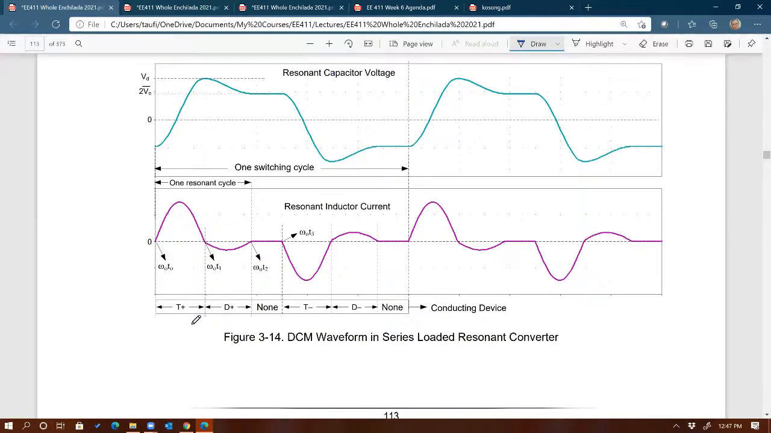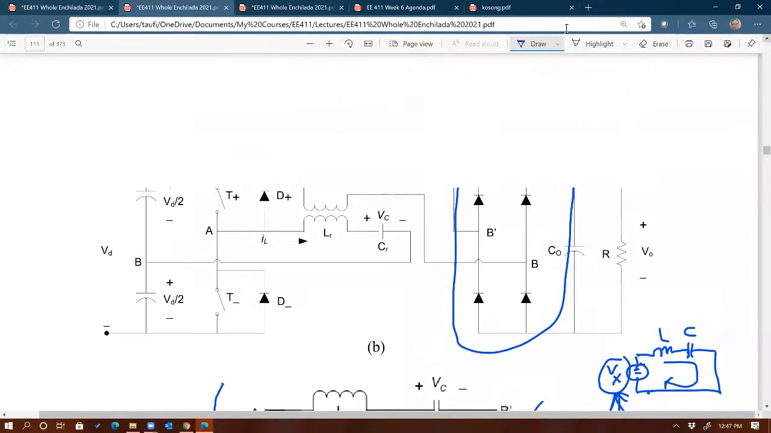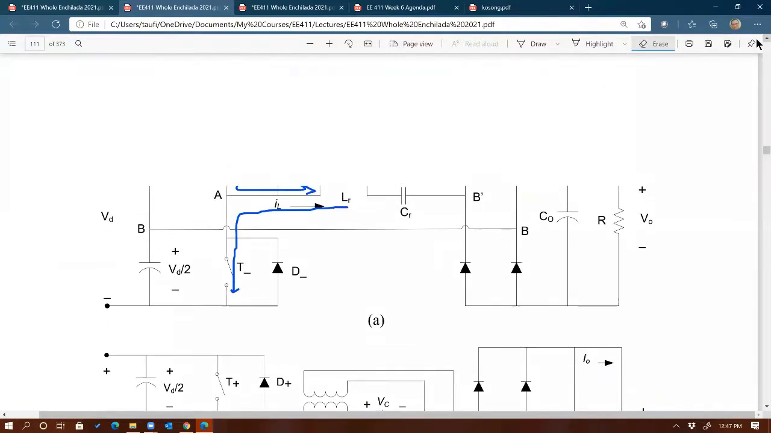If not, let's take a look at the beginning of the waveform, right? When we turn on T plus, right? We're going to turn on T plus. So where's T plus? T plus is right there. Oh, let's not use that one. Use the non-isolated one.